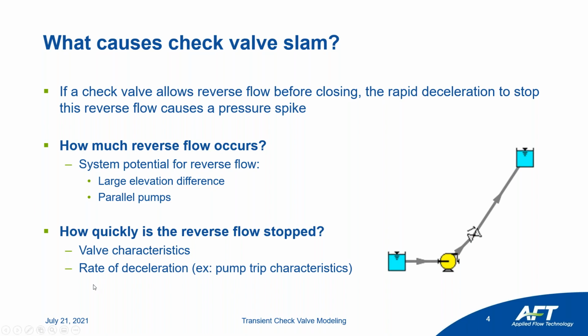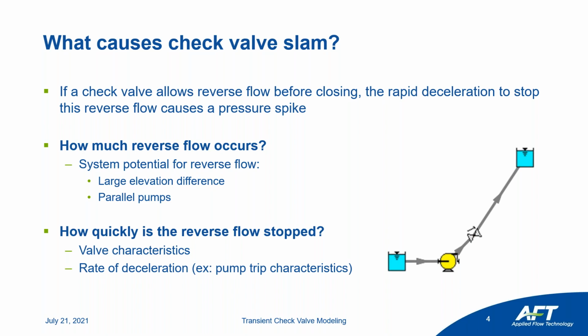Another thing we have to consider is the rate of deceleration. This is more of a system context, where the rate of deceleration describes how quickly you're going from positive flow to all of a sudden no flow, and this check valve needs to stop. So that can be driven largely by the system. A pump trip could inform that. For example, if we had two pumps and one had much more inertia than a smaller pump, the pump with more inertia is going to take a lot longer to trip and gradually decay, meaning that it takes a lot longer for that slope, or for the flow, to approach zero.